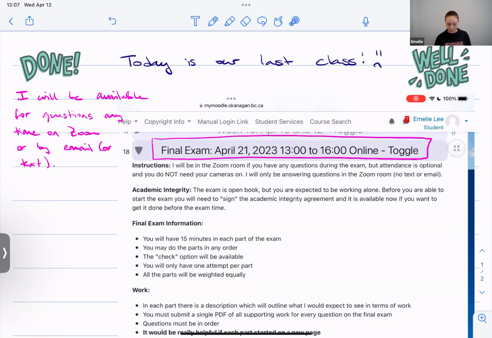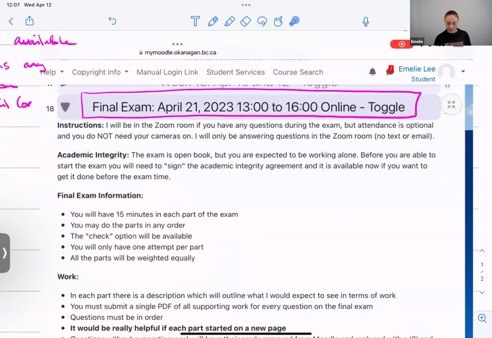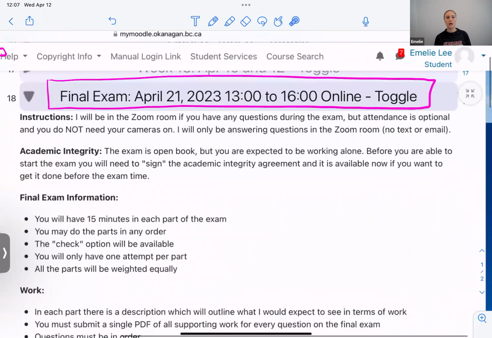All right. So in terms of the Zoom room, I know I'm supposed to make you have your cameras on and stuff like that. I don't think that that's necessary.